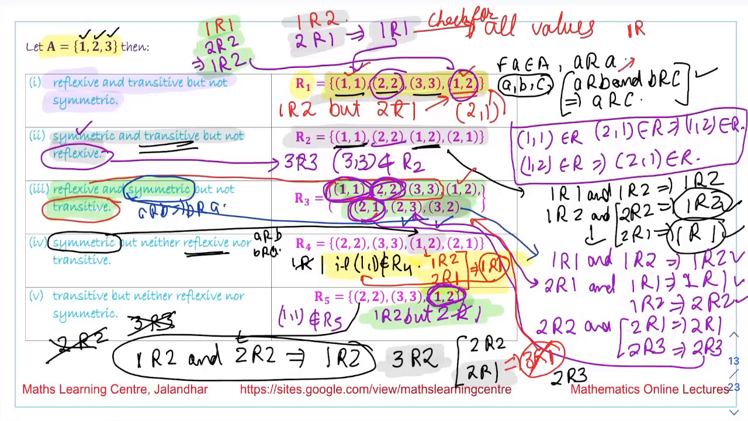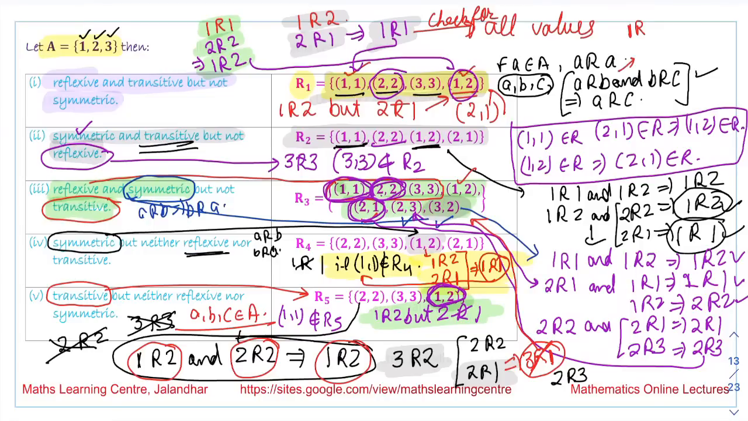So we are saying for A, B, C belongs to A, we have A is related to B, B is related to C, implies A is related to C. So it means this relation is a transitive relation, which is neither reflexive nor symmetric.